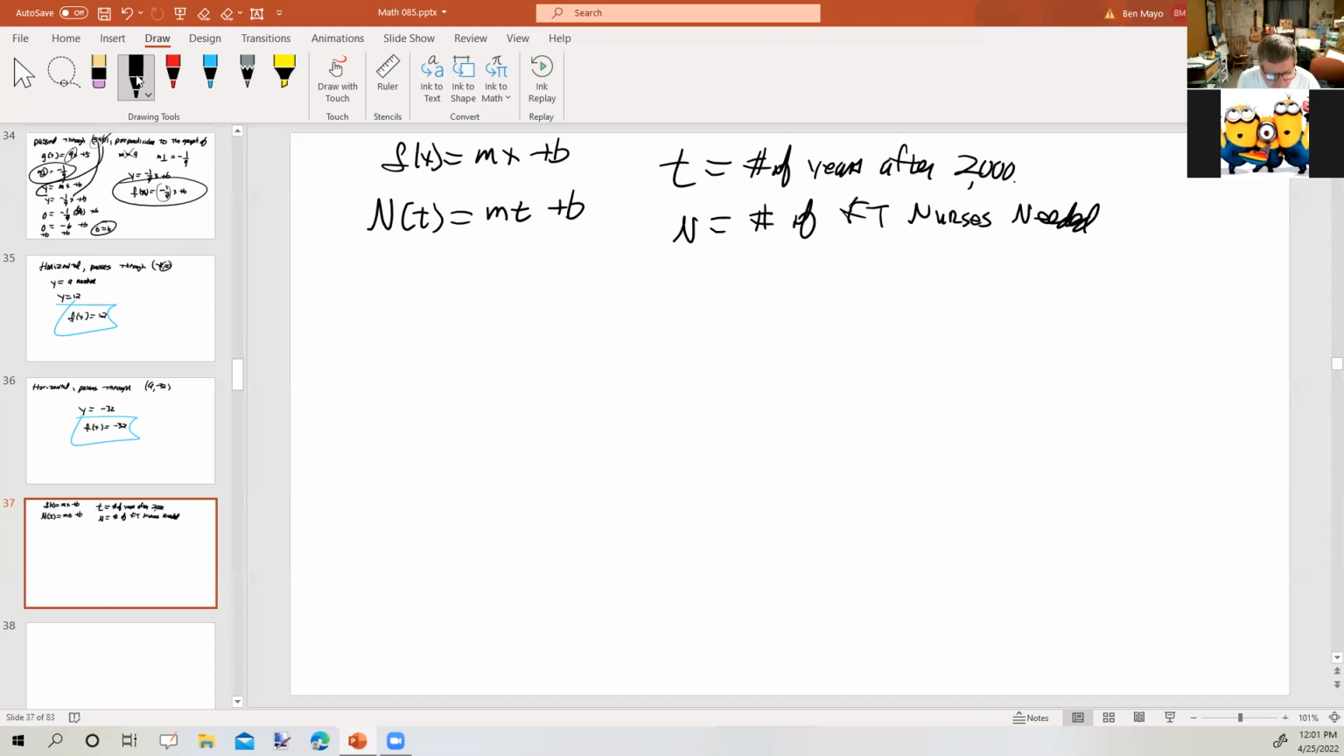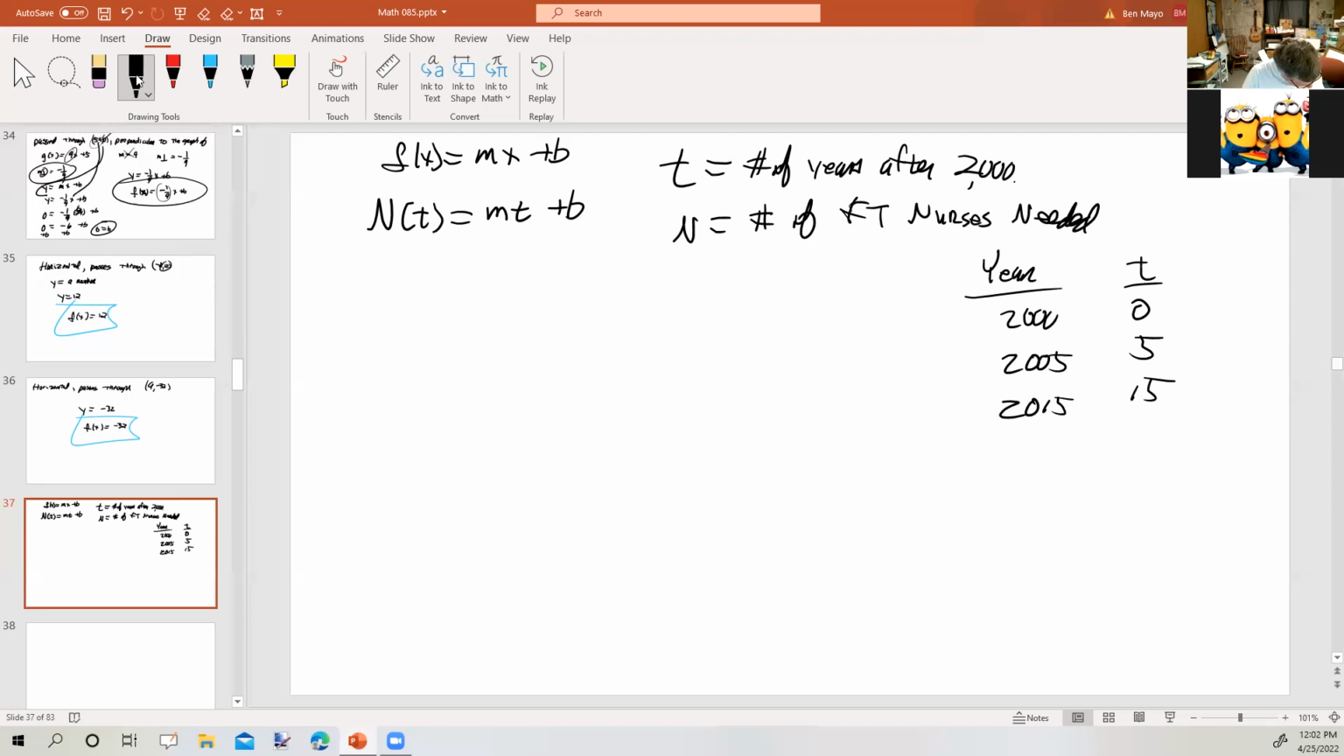Now, T is the number of years after the year 2000. So in the year 2000, T would equal 0. In the year 2005, T would equal 5. In the year 2015, T would equal 15. You understand how that works? Okay, well, we'll find out if you don't.